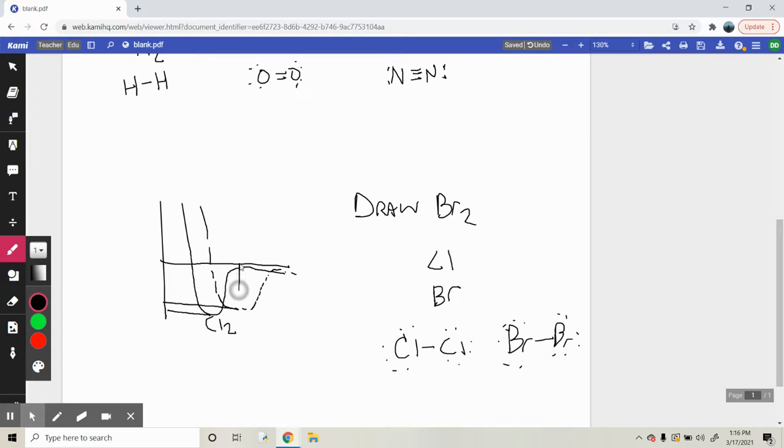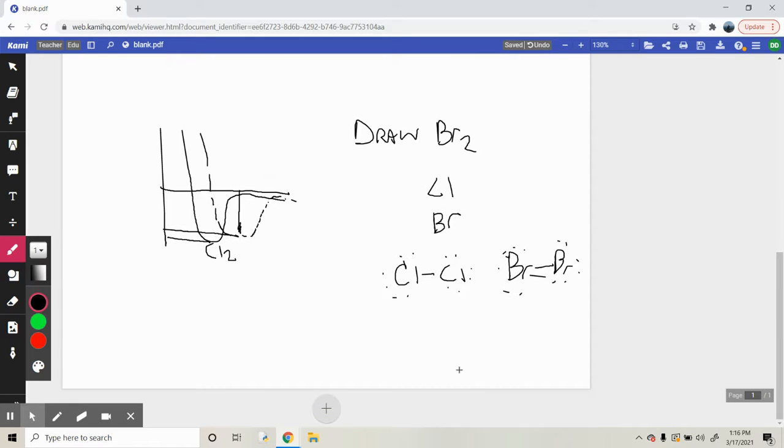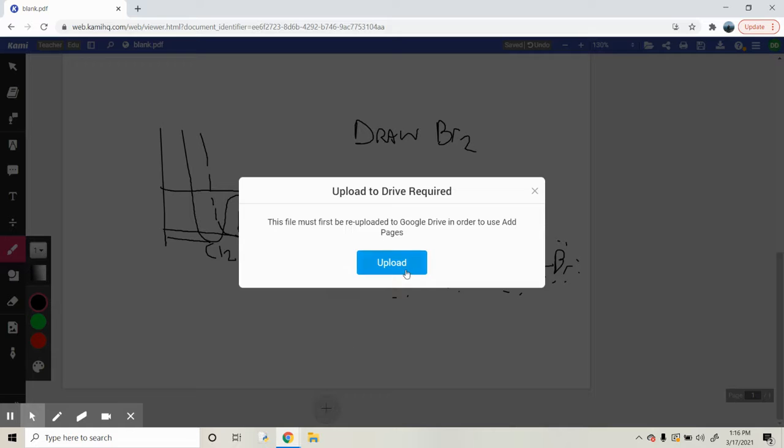Since they're so far away, their internuclear force is going to be less. Now, if Br2 had a double bond, then you would definitely draw this trough deeper, but in this case, it is not. So let's go ahead and move on to our next topic.